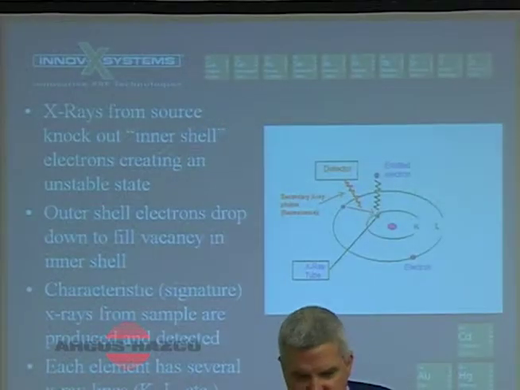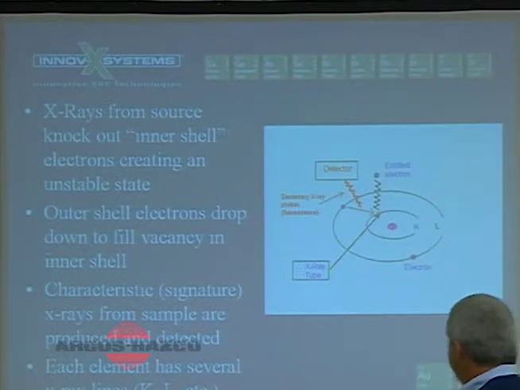atom. And then the atom, by moving the electrons around, outer shell electrons move into the inner shell, it wants to stabilize itself. And when that happens, it gives off energy. That energy comes back to the detector, and it's captured, and then goes through the processor and everything, and displays an answer, either quantitative or qualitative, in this case, all quantitative. So this just shows a little bit about what's going on.